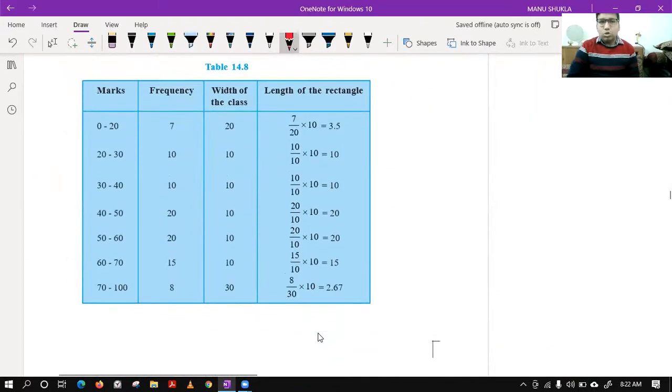Okay, so just a final conversion now. This table was given to you. These were the class intervals given to you. These were the frequencies, and these are the widths of the class that we have noted down, just to see what the minimum width is, and we found that 10 is the minimum width. So we will try to find all the frequencies as per this class width.